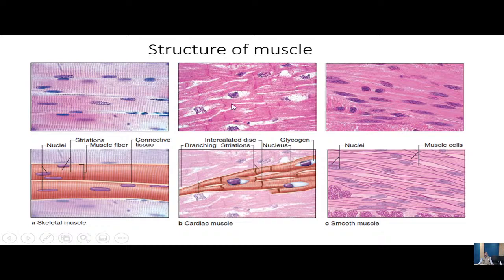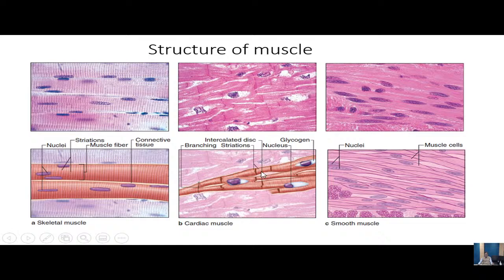But here the muscle cells are joined to each other by means of these transverse structures. These are called the intercalated discs. You can see over here, it is written intercalated disc. So each muscle cell is joined to another muscle cell and then another muscle cell by means of specific cell junctions called intercalated discs. This term intercalated disc is very, very important, and it controls the contraction of the heart muscles in a very coordinated manner.